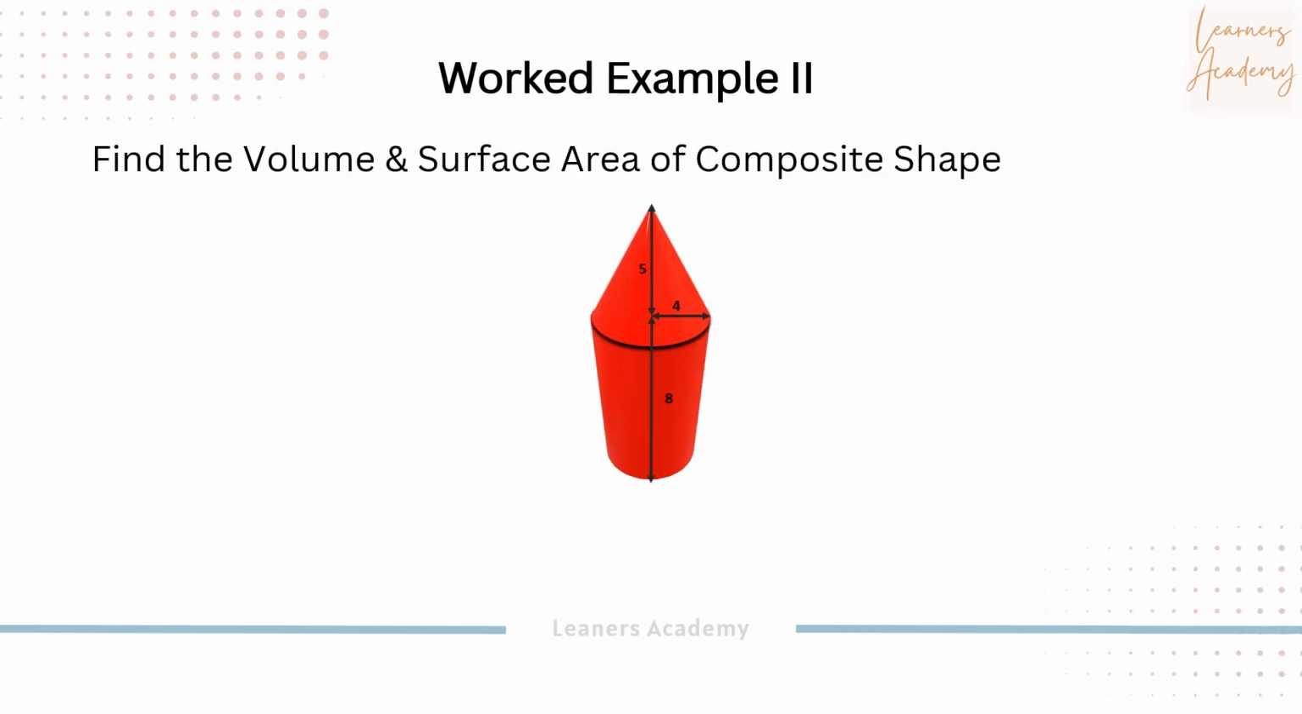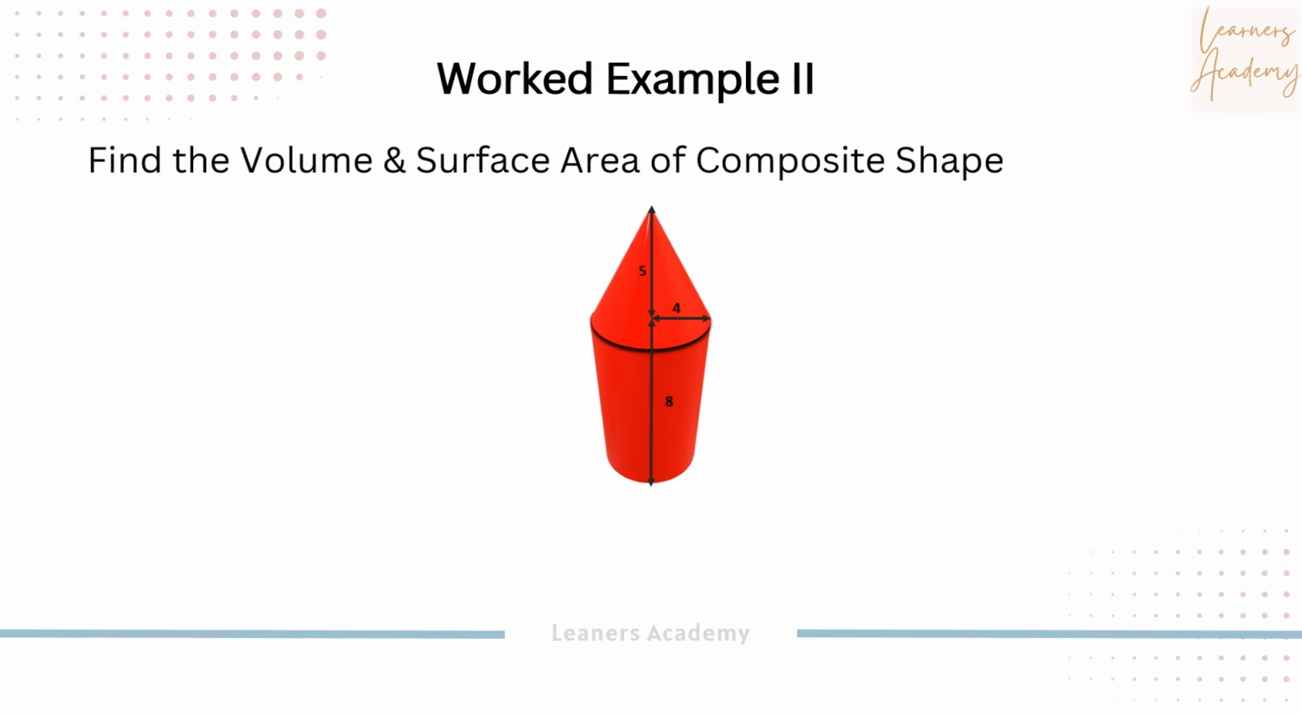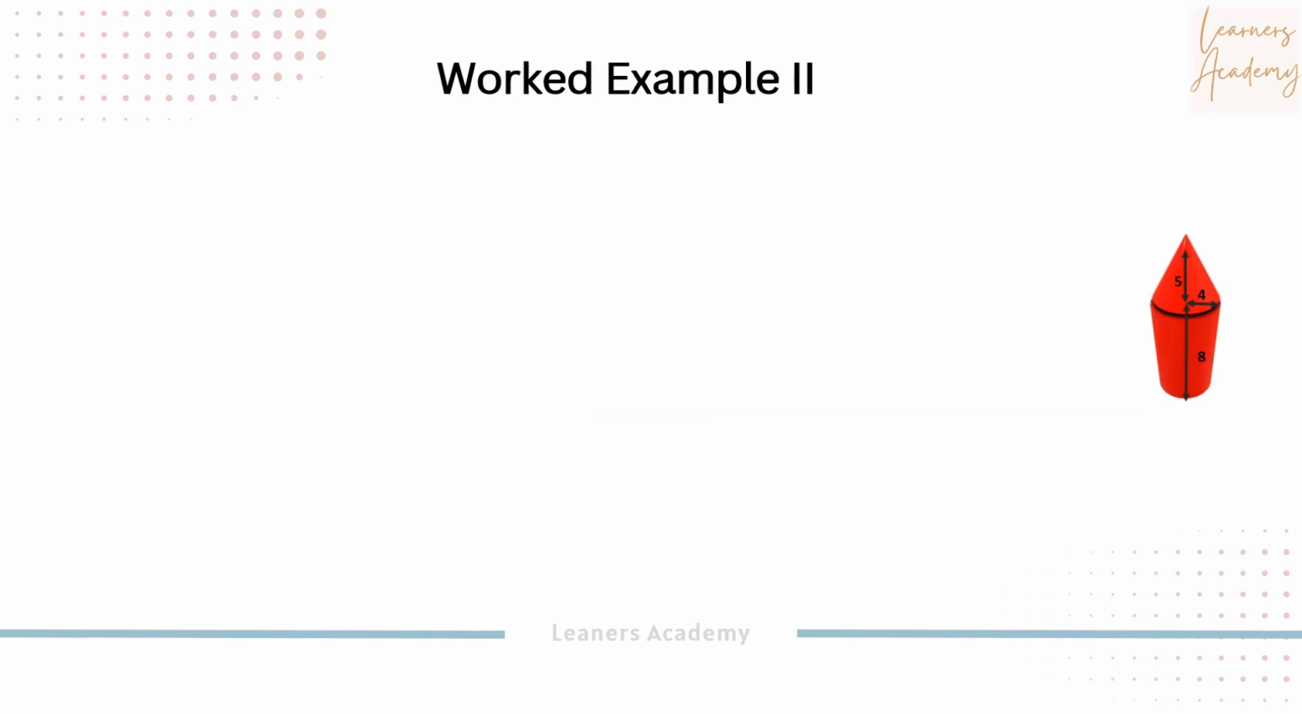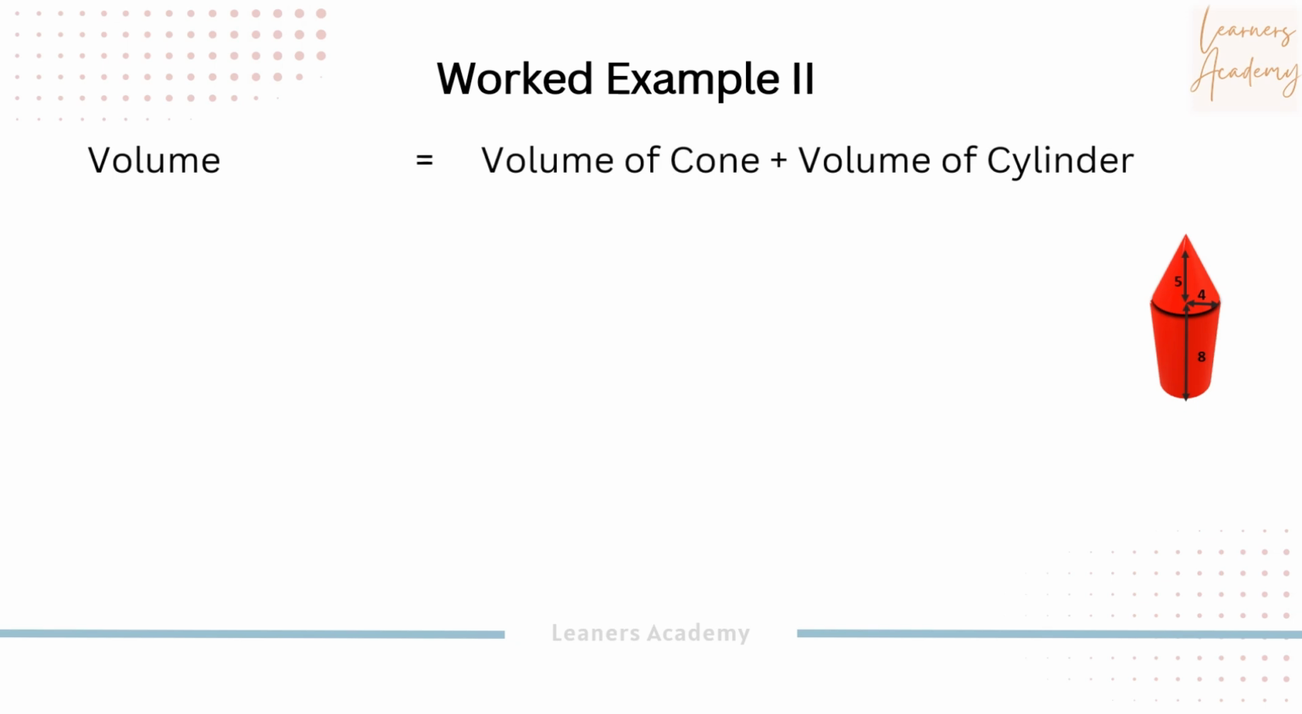Let's work out another example and find the volume and surface area of the composite shape as shown on the screen. As we have studied, the volume of the composite shape over here is the volume of the cone added with the volume of the cylinder. Getting back to the basics, volume of the cone is equal to 1 by 3 into base area into height.